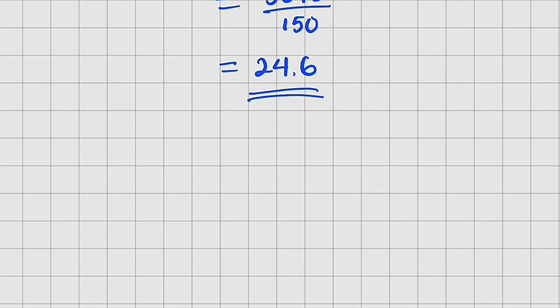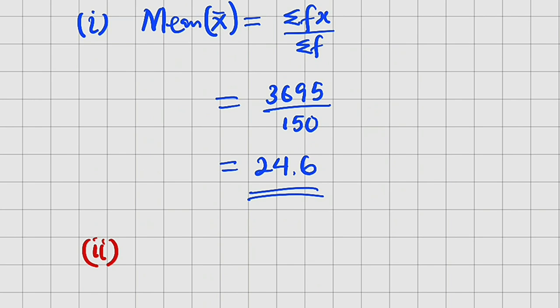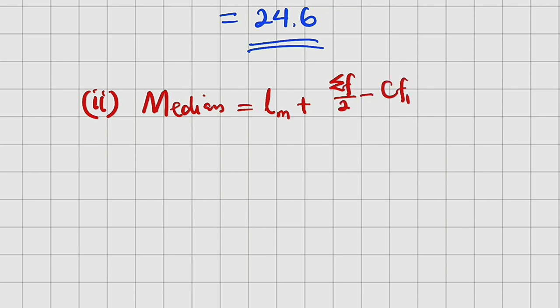Then Roman number 2, we're asked to compute for the median, right? Median. So let's do that. We have a formula for that as well. The median is equal to the lower class boundary of the median class plus summation of f divided by 2 minus cumulative frequency before the median class divided by frequency of the median class multiplied by the class size, right?